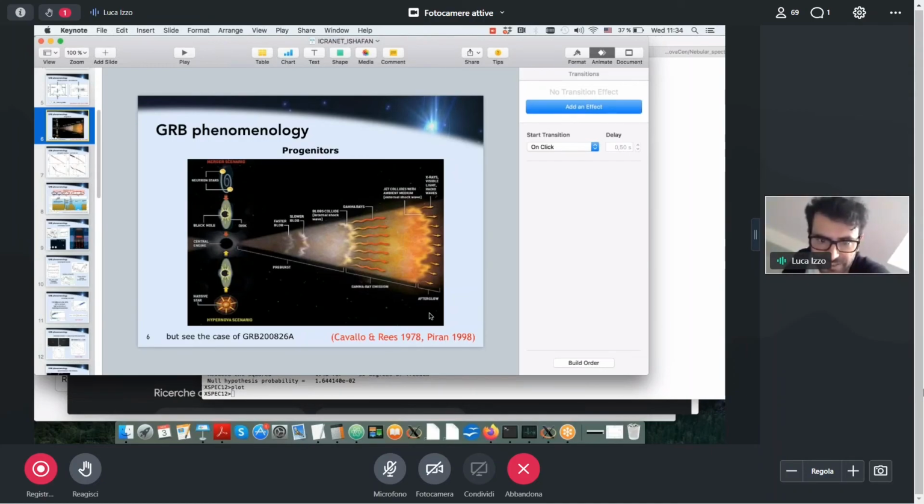Okay, but the origin of the GRBs. Sorry, where they come from? The GRBs. The origin. Well, the gamma ray emission. No, the progenitor.